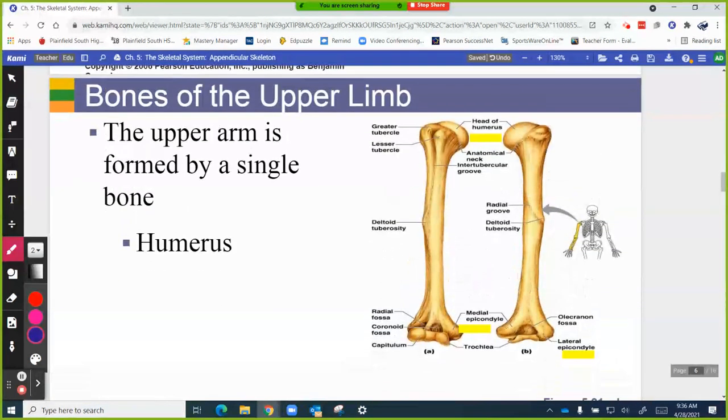For the upper limbs, then, we've got a couple bones. So the top bone in the upper arm is called the humerus.